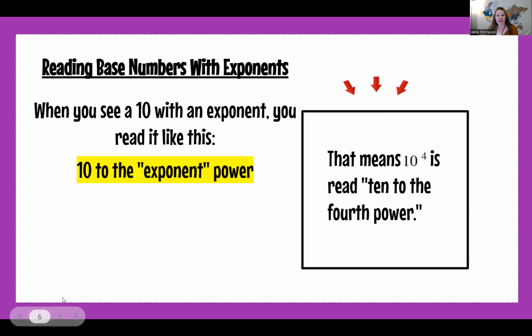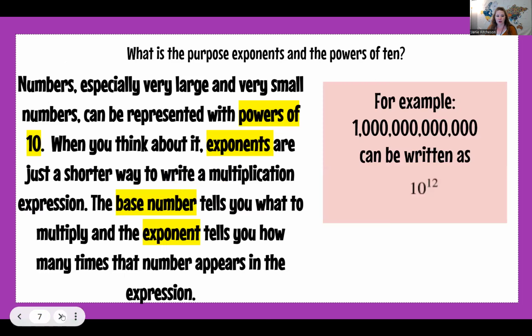When you see a 10 with an exponent, you read it like this: 10 to the whatever it is. So this one is 10 to the fourth power, or like I said earlier, you could say 10 to the power of 4. And the little 2 has a special name. You could say squared, and even the number 3. If you have an exponent of 3, you could say cubed. Numbers, especially very large and very small numbers, can be represented with powers of 10.